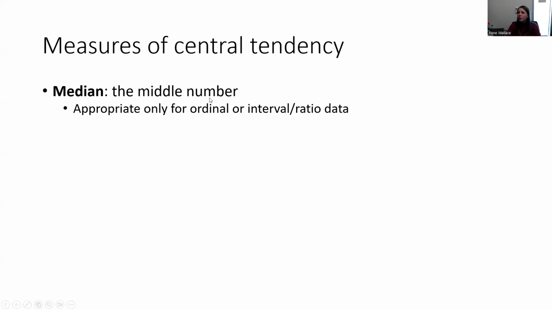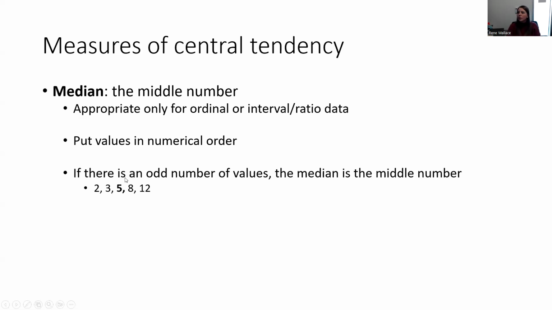So that's the middle number, which we only use for ordinal or interval or ratio. So we put the values in numerical order. If there's an odd number of values, it's easy, right? The median is that middle number. So if we had 2, 3, 5, 8, and 12, 5's in the middle when we put them in order, numerical order, and that's easy.